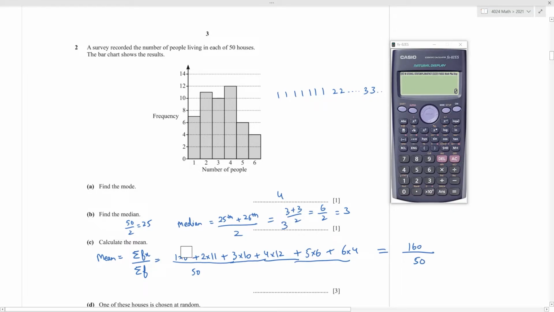Oh yes, I think I found the mistake. This is not 1 multiplied by 6. The frequency here is 7, so this will be one more. So this is 161 actually. 161 divided by 50. 3.22 is your mean.